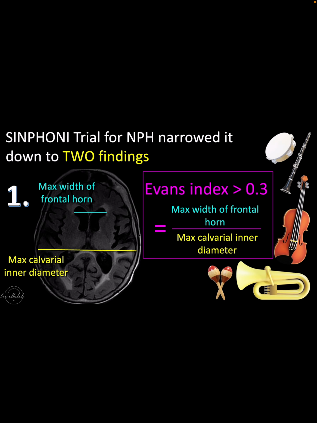However, the Symphony trial for NPH actually made it much easier for us. They narrowed it down to 2 imaging size criteria. The first is an Evans index greater than 0.3. The Evans index is the ratio of the maximal frontal horn diameter to the maximal cranial vault diameter, and a ratio of more than 0.3 means that there's hydrocephalus. It doesn't necessarily mean NPH, but there is hydrocephalus of some kind present.